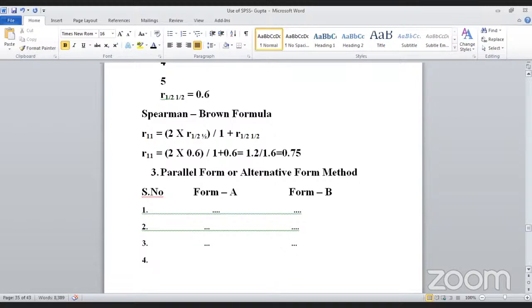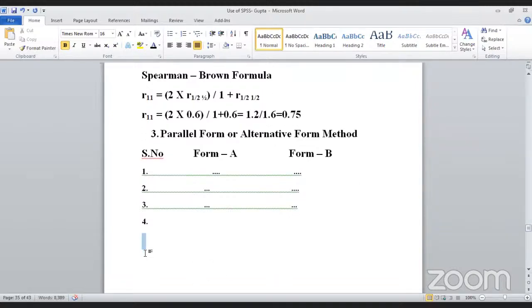Now in form A, the item may be odd or even, it doesn't matter. But if it is odd in form A, in form B also it is odd. Now you can find out the correlation, and your correlation must be greater than 0.5. So this is how you can calculate the reliability by using the parallel form or alternative form method.